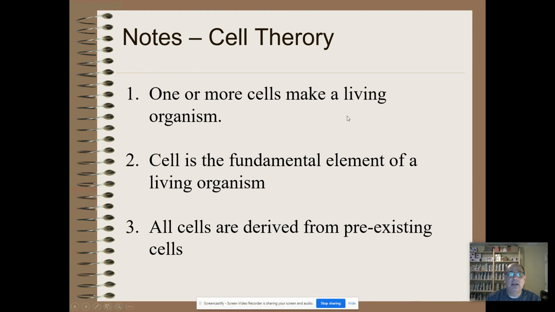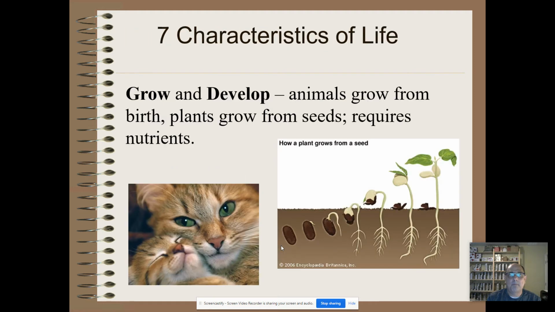So those are the three main topics of cell theory. And I'm just going to tell you on the 8th grade STAR test, this does show up occasionally. So it's one, one or more cells make up all living organisms. Two, cell is the fundamental element of living organisms. And three, all cells are derived from pre-existing cells.